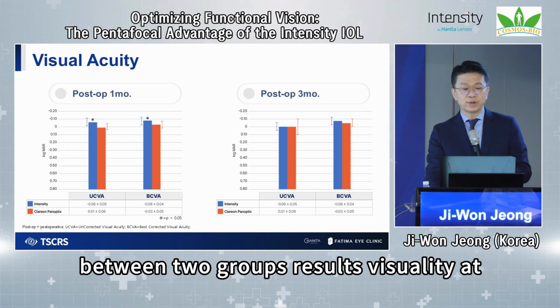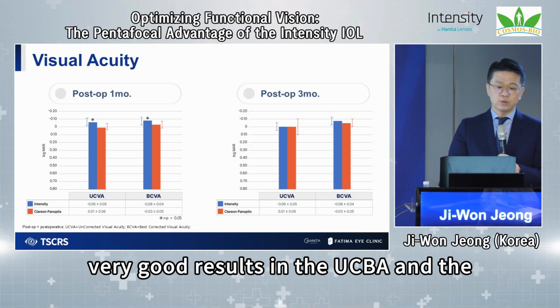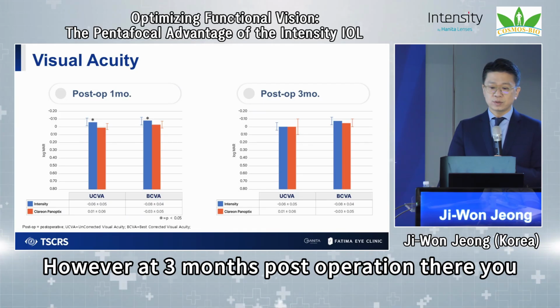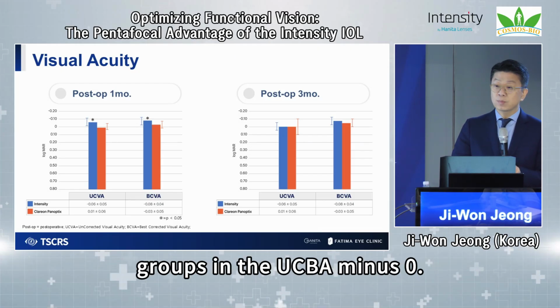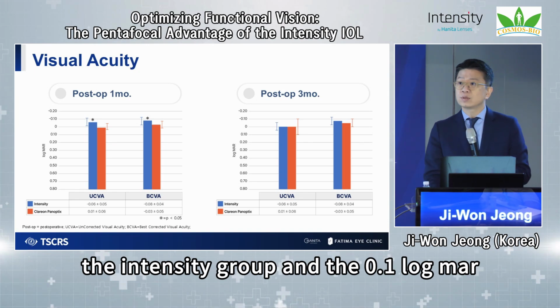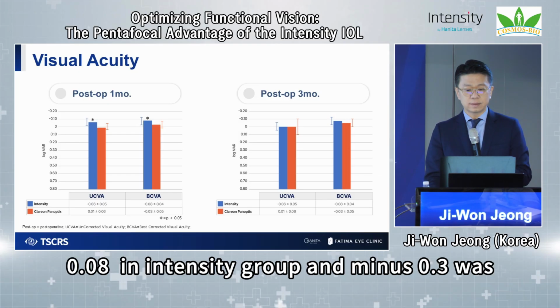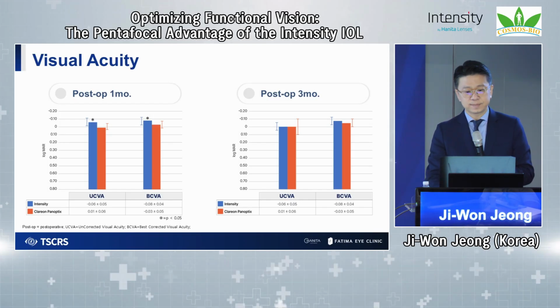Results, visual acuity at postop 1 month. Both groups have very good results in UCVA and BCVA. There is no statistical difference. However, at 3 months postop, you can see the difference between the 2 groups. In UCVA, minus 0.06 logMAR in the Intensity group and 0.01 logMAR in the Panoptics group. The BCVA was minus 0.08 in the Intensity group and minus 0.03 in the Panoptics group. You can see the better results in the Intensity.